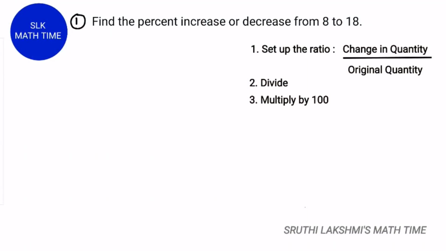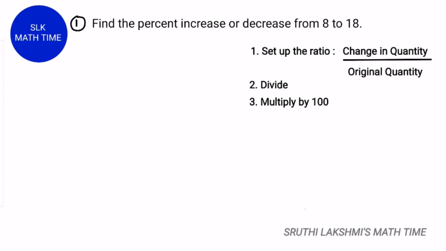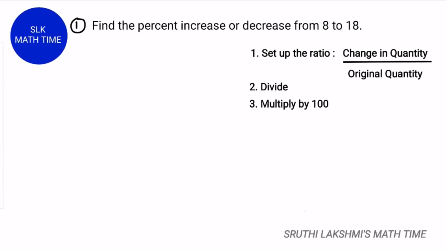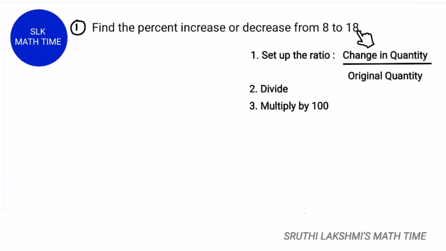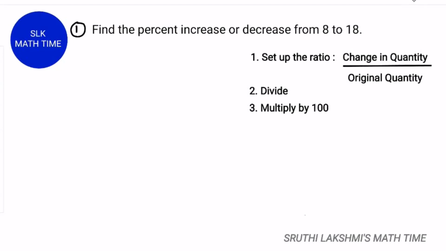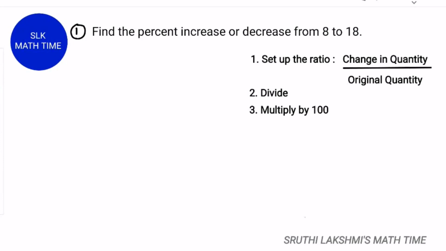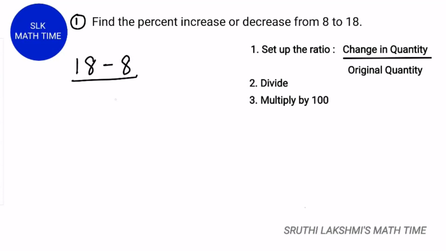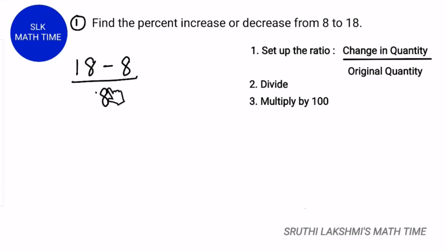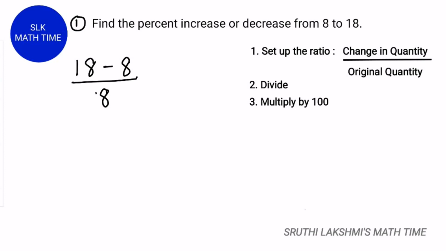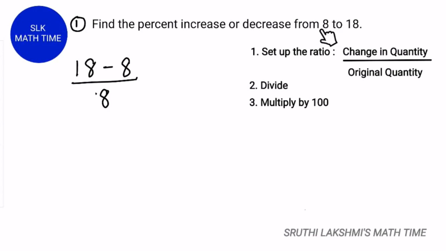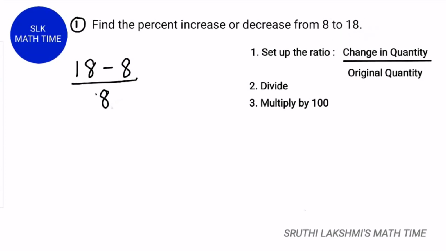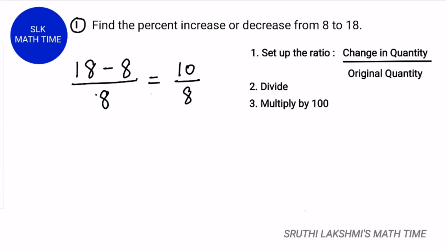Let's find the percent increase or decrease from 8 to 18. As you see, it's percent increase because it's from a smaller number to a larger number. Next, we have to find how much percent increase. So, when we are doing that, remember one thing, that we always have to subtract the smaller number from the bigger number. So the smaller number here is 8 and the bigger number here is 18. So 18 minus 8 by 8, which is the original quantity. The original quantity is always mentioned first in the problem. Here 8 is mentioned first and it says 8 to 18. So the original quantity here is 8. So 18 minus 8 is 10 by 8.